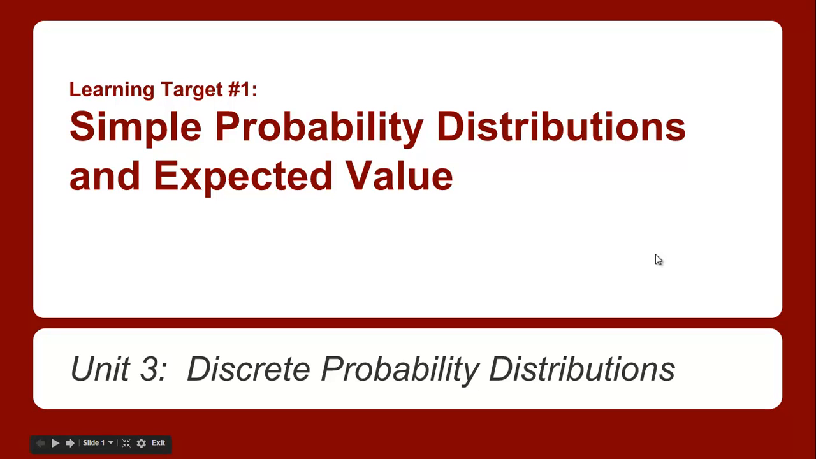Okay, welcome to the third unit, Discrete Probability Distributions, and Learning Target 1, which is Simple Probability Distributions and Expected Value. This is not actually the simplest. What we're going to do in the next lesson is a little bit more simple than these. But by simple, we just mean that they don't really have a pattern in that they just come from the laws of probability, and you'll see that really quickly.